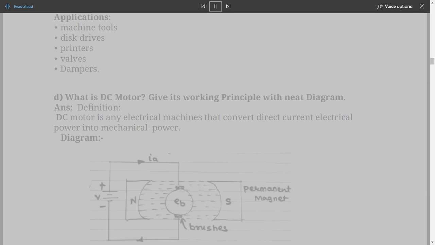Applications: machine tools, disk drives, printers, valves, dampers.